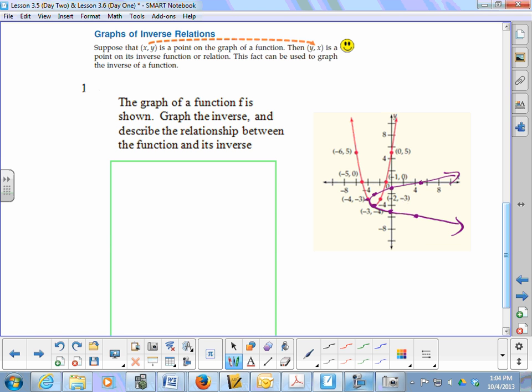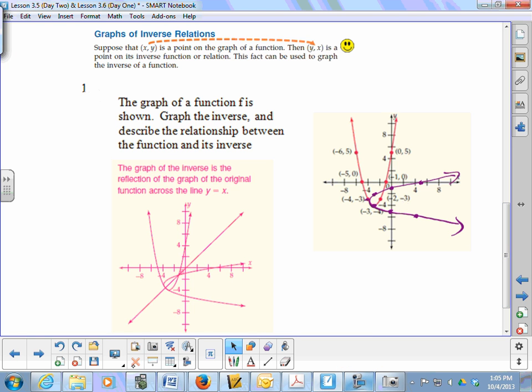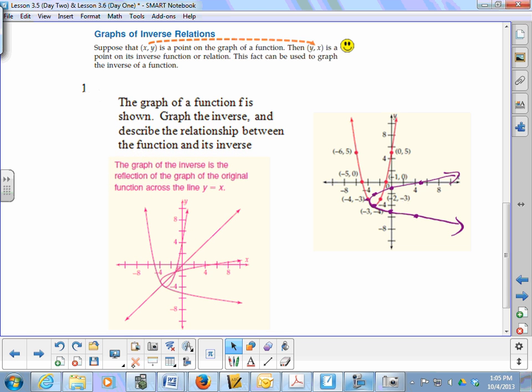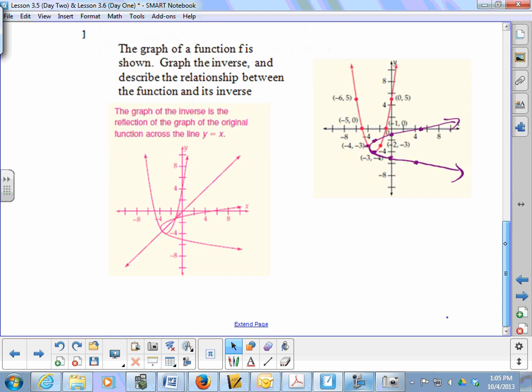So when we're dealing with inverses, the reflections over the line y equals x, we're just talking about switching the values of x and y. You don't have to put the line through it, but putting a line through it shows where the inverses go.